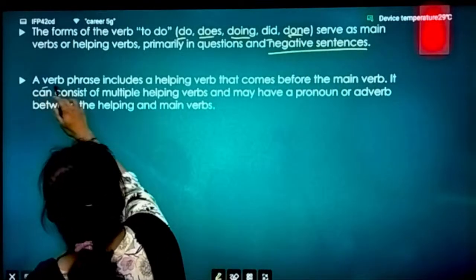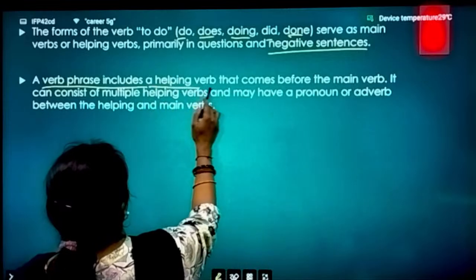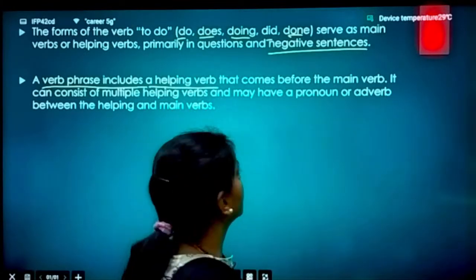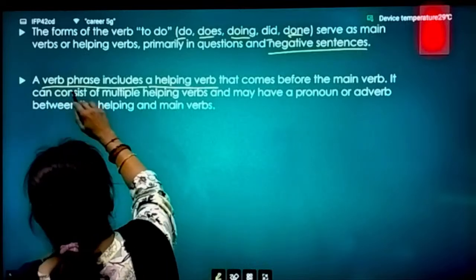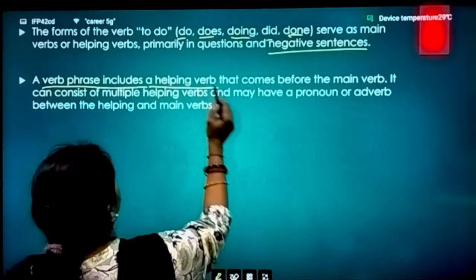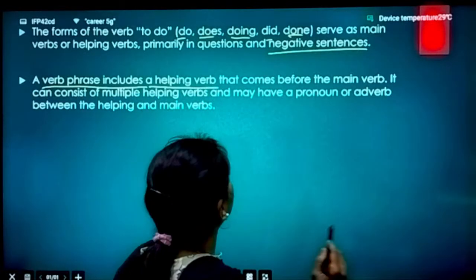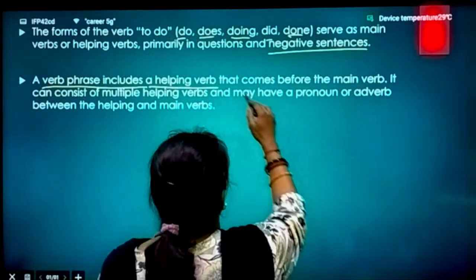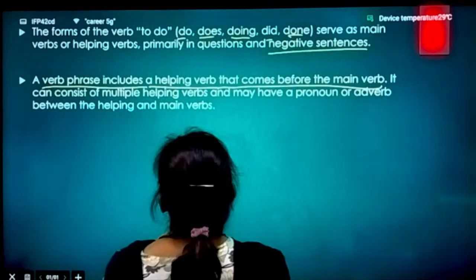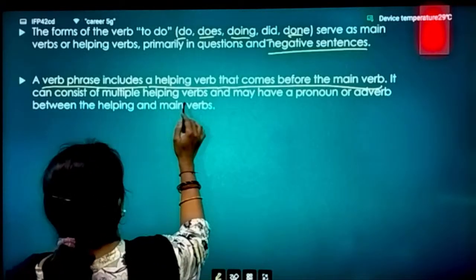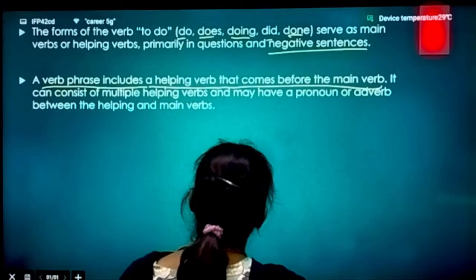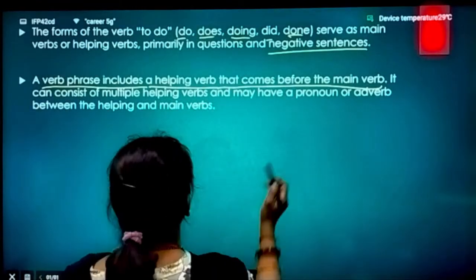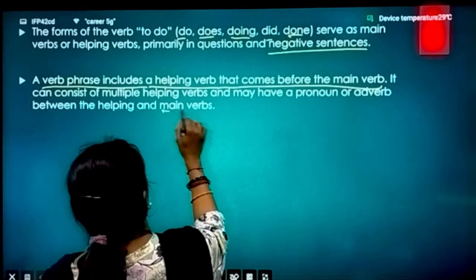So a verb phrase includes a helping verb that comes before the main verb. So let's see what all those are. The verb phrase includes a helping verb that comes before the main verb. It can consist of multiple helping verbs and may have a pronoun or adverb in it, and it comes between the helping and the main verb.